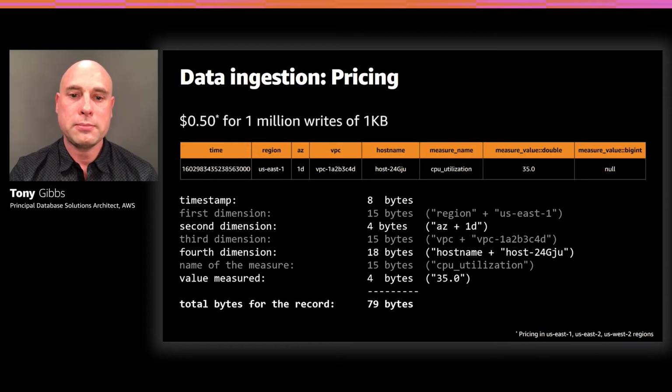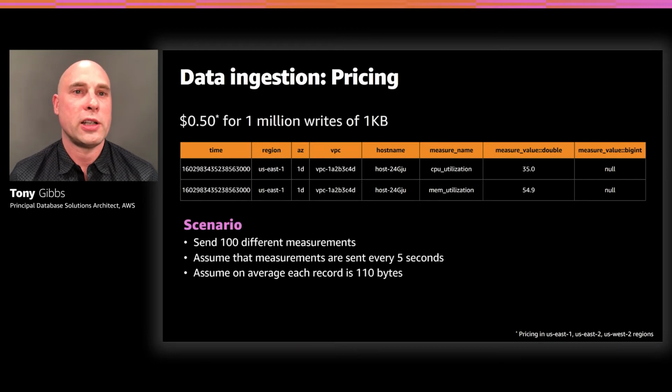That would be what this record would cost to send into Timestream. So I'm going to build up a scenario. I just added an extra record there so you can visually see that there would be many of these records. In the scenario, I've made it up so that there's 100 measures we're going to send in. Let's say we have a single EC2 instance that's sending in this DevOps data every 5 seconds. I know the last record was 79 bytes, but let's assume the average record is 110 bytes, maybe because we have some longer names in here.